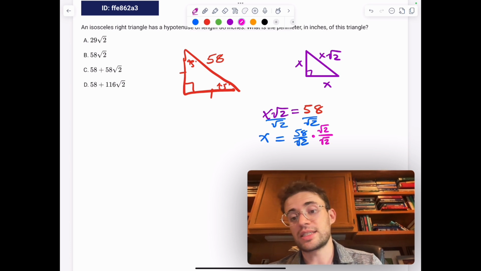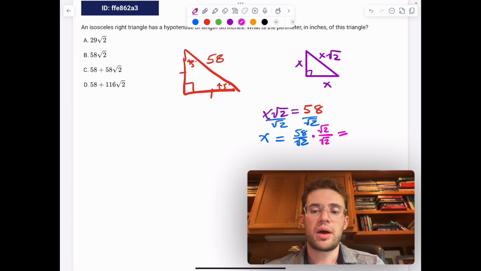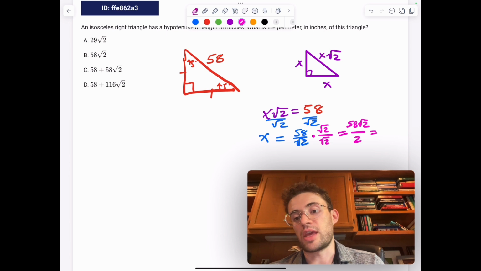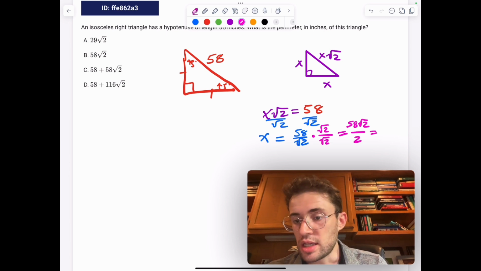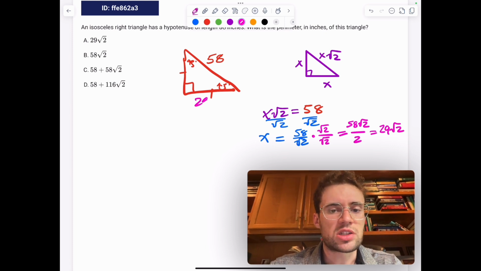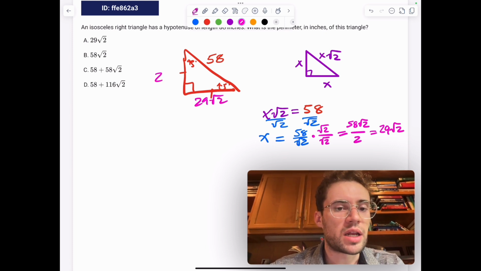So if you multiply by this, it doesn't change the value, right? It's the same as if you multiply something by 1, it's still itself. But what this does is in the denominator, root 2 times root 2 is just 2, right? It's root 2 squared. So we're left with 58 root 2 over 2. Now you can see there's still a radical, but the radical's in the numerator now, in the top instead of in the bottom. And then just halve 58. So 58 divided by 2 is going to give us 29, and then we still have the square root of 2. All right, so these sides are 29 root 2 and 29 root 2.